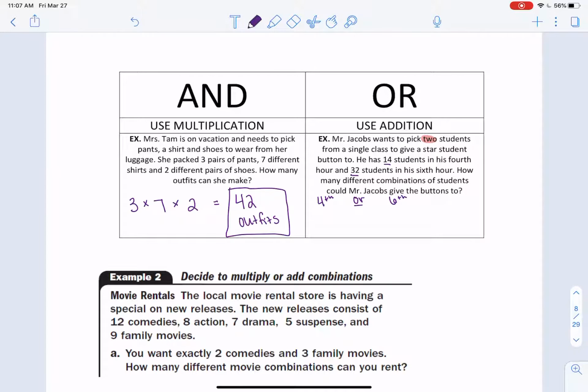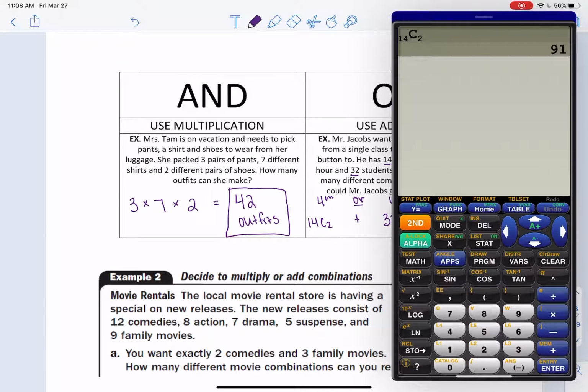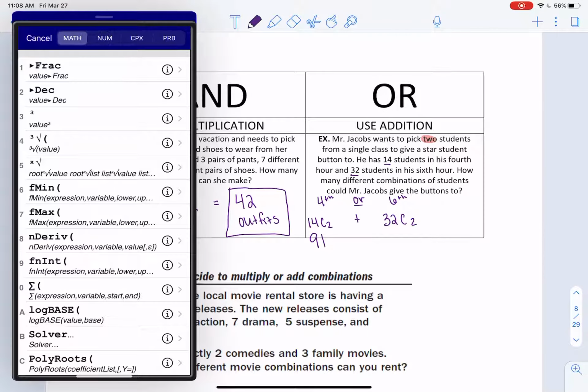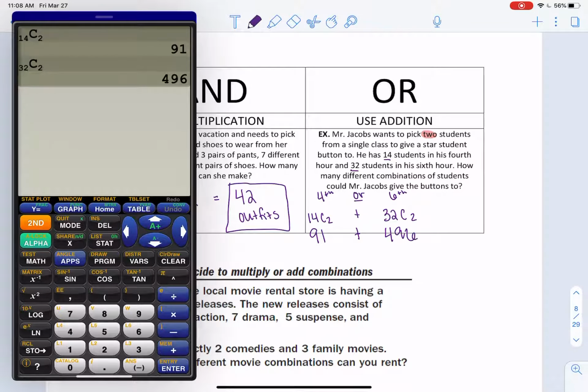So let's think about 4th hour for a second. We have 14 students total, and he could choose 2. Or he has 32 students total, and he could choose 2. So then that's when you would use your calculator. So 14 choose 2 would be 91. And 32 students choosing 2 would be 496. And if you add those together, you get 587.